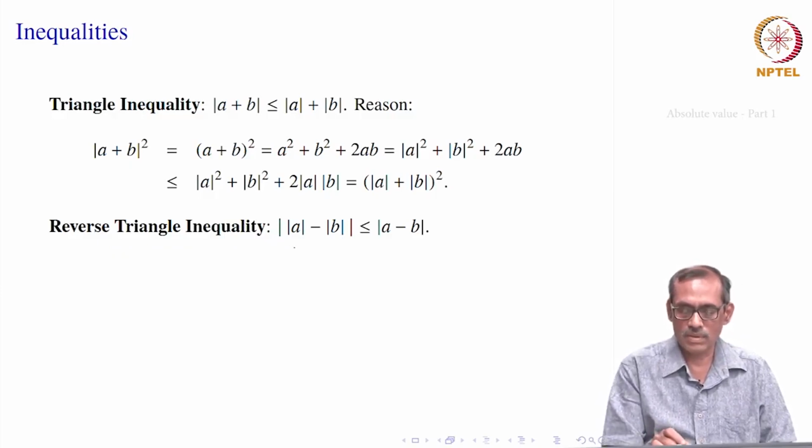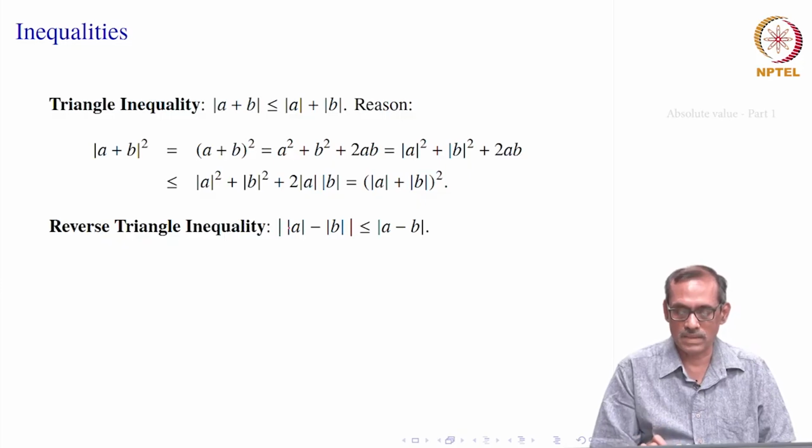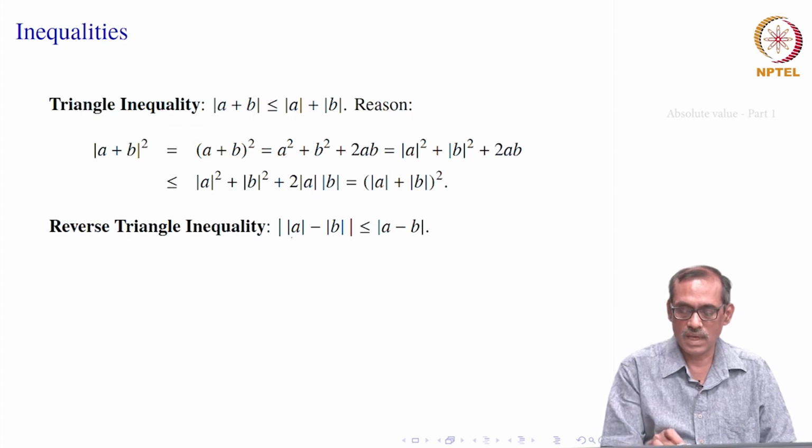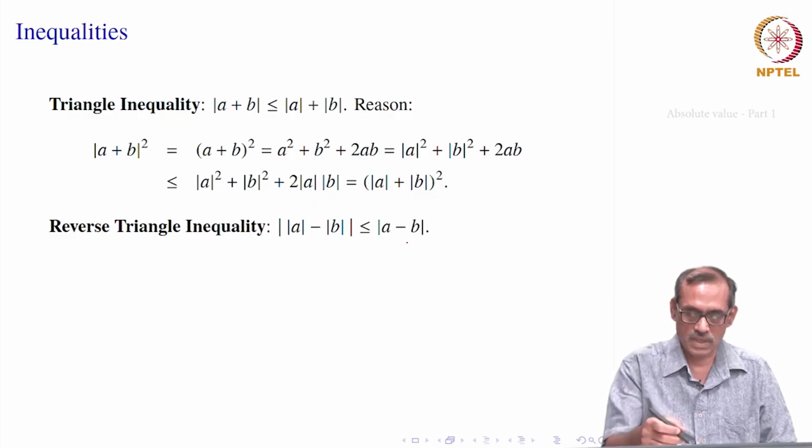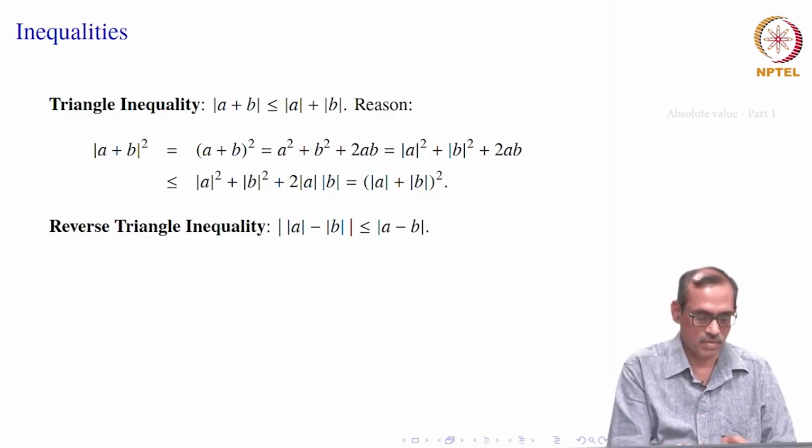So, here instead of plus we are taking minus, but the inequality is also reversed. You see, the absolute value of the absolute value of A minus the absolute value of B is less than or equal to the absolute value of A minus B. Of course, we can use the triangle inequality for proving it.